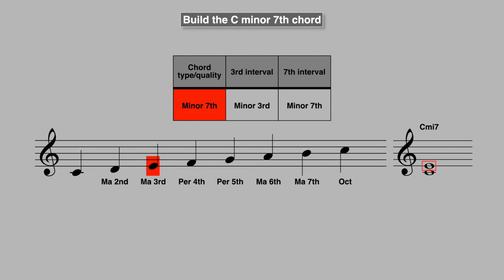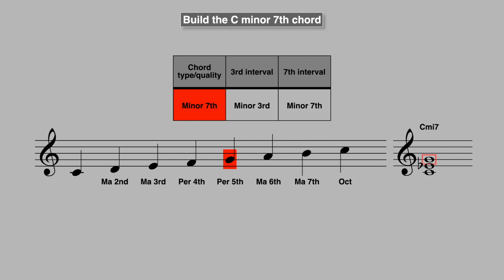We need a minor third interval from the root up to the third of the chord. The third scale degree of the C major scale is a major third interval. From the chromatic interval rules, we know that lowering a major interval by a half step creates a minor interval. Therefore, we need to lower the note E a half step to E flat.